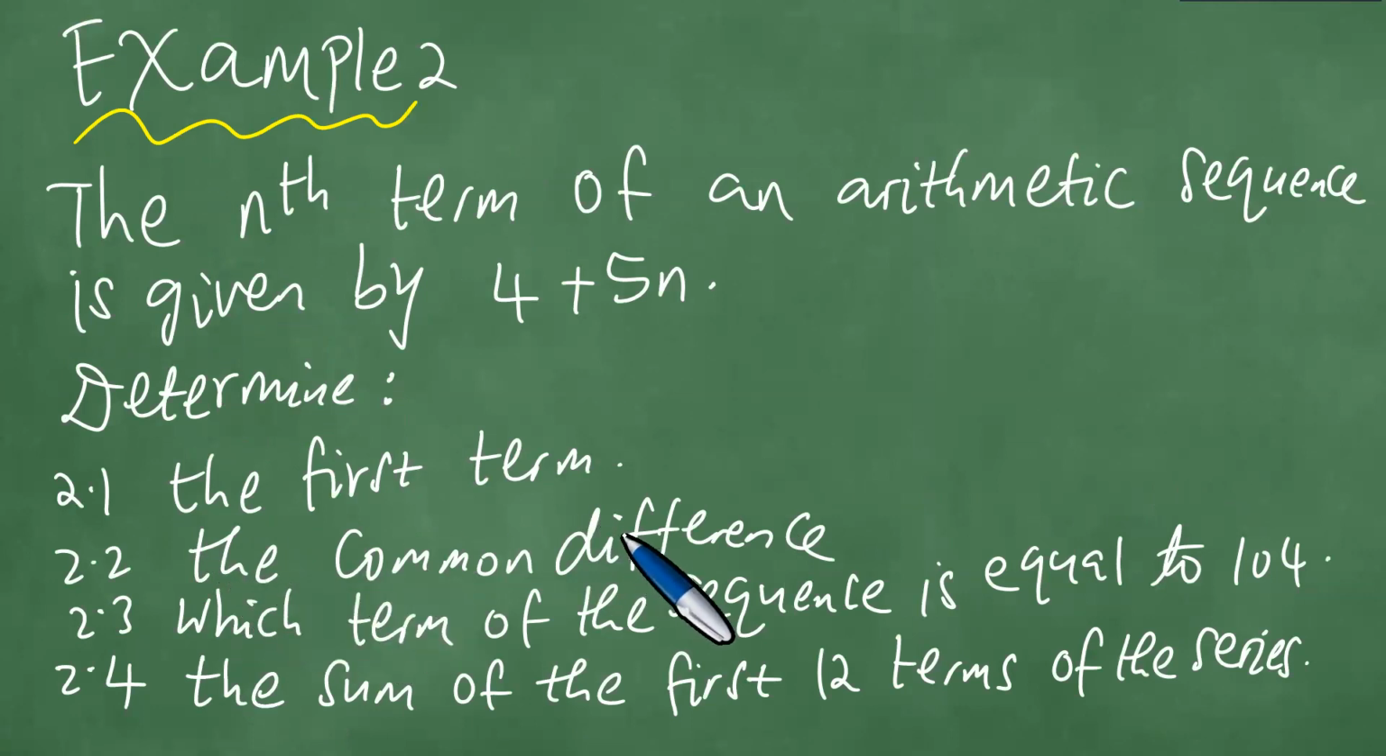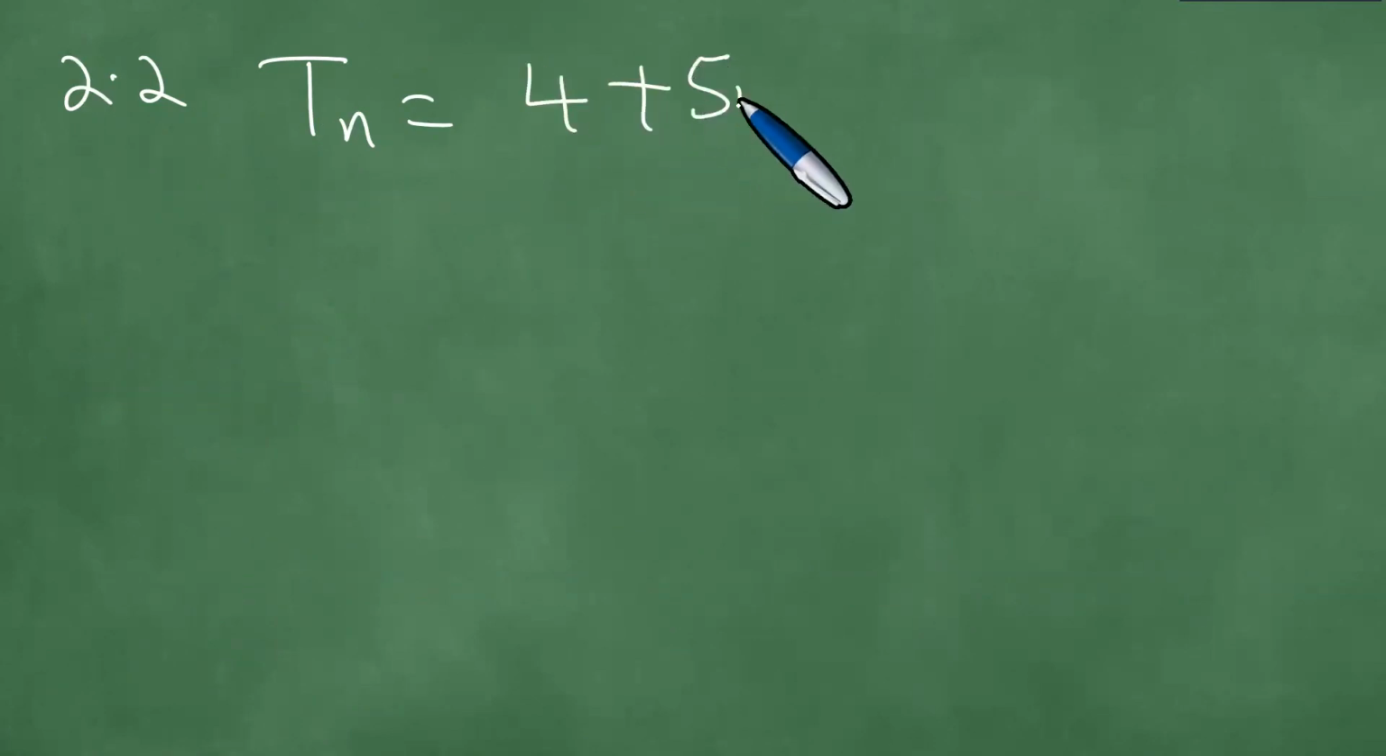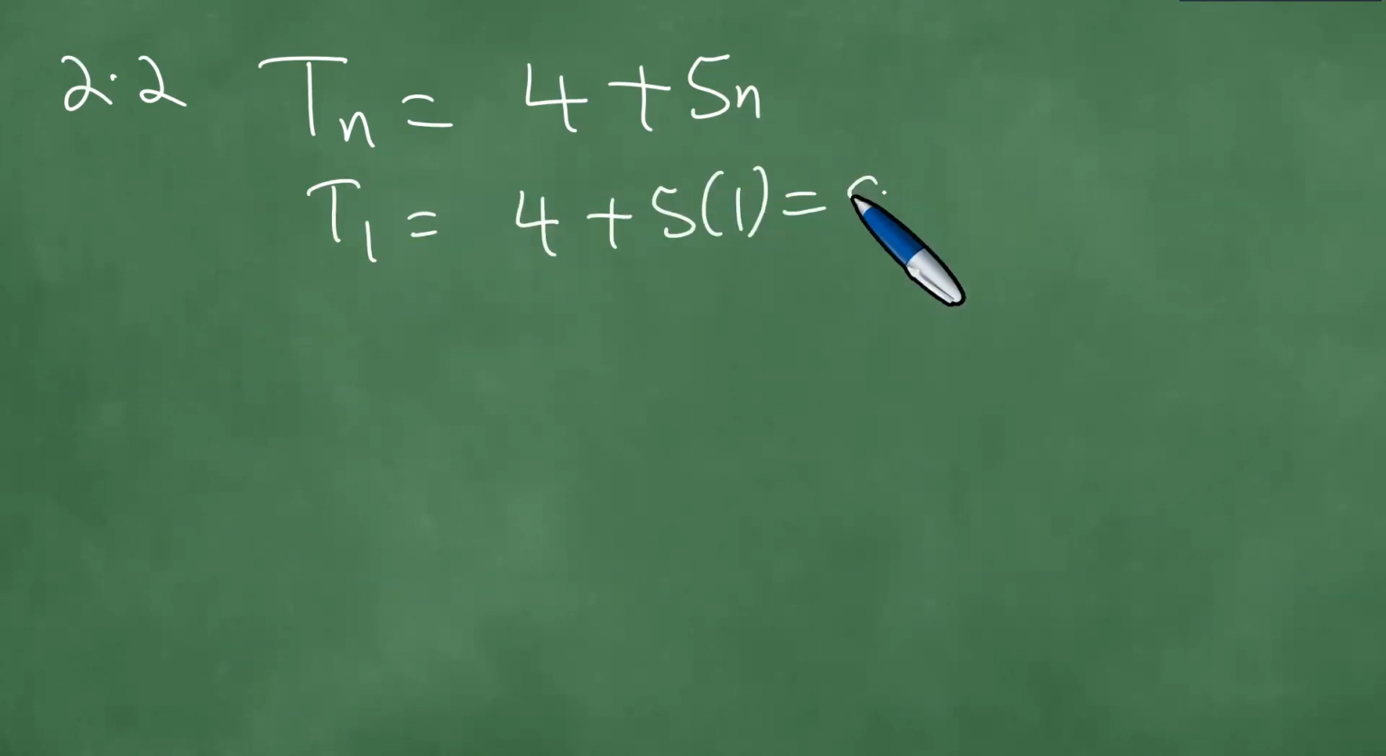Next question. 2.2, what is the common difference? They're looking for the common difference. To find the common difference, you just need two terms, because we have already been told it's arithmetic. So in 2.2, you already know that Tn is 4 plus 5n. T1, T2.